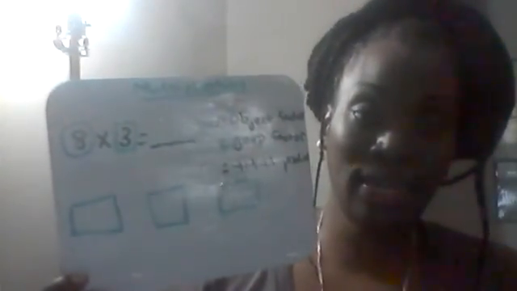Did you say 8? Then you're absolutely correct. So now, 3 boxes, 8 items or objects in each box. 1, 2, 3, 4, 5, 6, 7, 8. 1, 2, 3, 4, 5, 6, 7, 8. 1, 2, 3, 4, 5, 6, 7, 8.